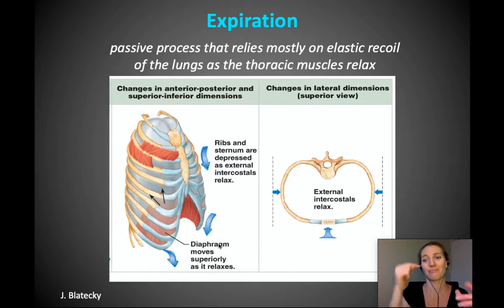What happens to volume? It goes down, and pressure goes up relative to the atmosphere, right? So now the pressure inside of our lungs, because the volume has dropped, has now gone up. And that air is going to be forced out just in order to reach equilibrium.